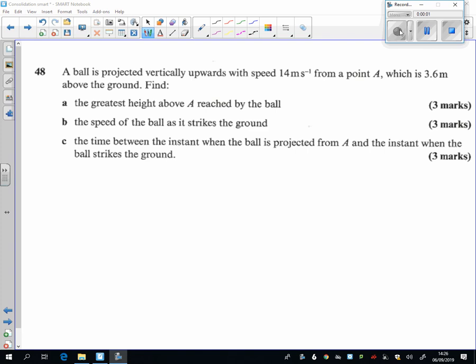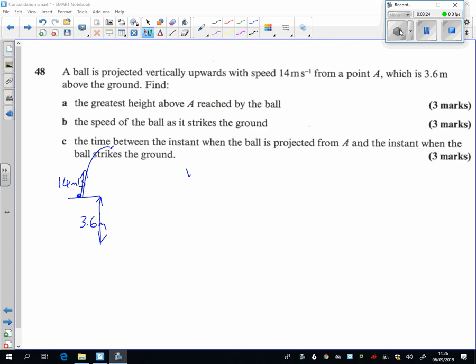Question 48, we're going to project our ball upwards again. So it's going upwards here at 14 meters per second, and this is 3.6 meters above the ground, although that doesn't actually matter for the first point. The first thing we're saying, well, how high does it get? What's the highest point it gets to?